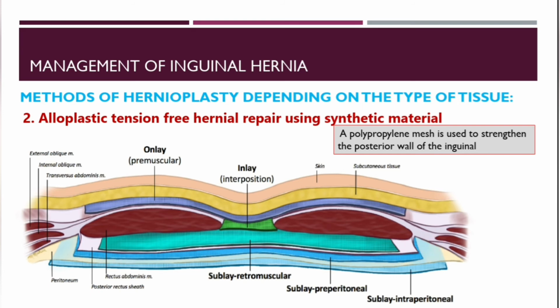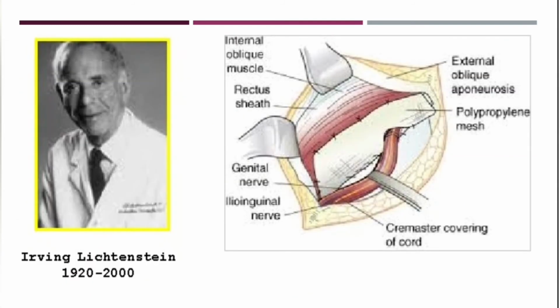Specifically for inguinal hernias, there is a method proposed by Irving Lichtenstein, right? It's called Lichtenstein's method, right? So you can see here, rectus sheath is flipped out together with internal oblique muscle, right? You can also see the external oblique aponeurosis here. And here is the polypropylene mesh, right?